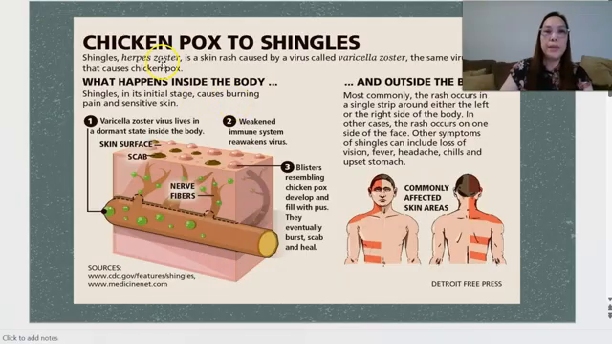This slide shows how chickenpox can lead to shingles. What happens inside the body? Varicella zoster lives in a dormant state inside the body, and on the outside of the body, most commonly the rash occurs in a single strip around either the left or the right side of the body. In other cases, the rash occurs on one side of the face. Other symptoms of shingles can also include loss of vision, fever, headache, chills, and upset stomach, which will be discussed later.